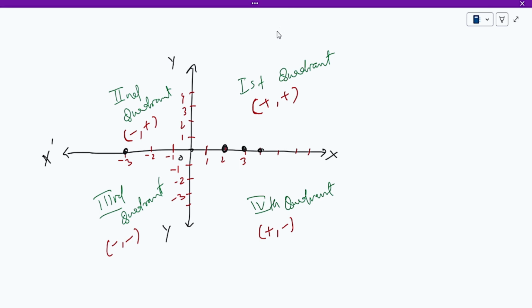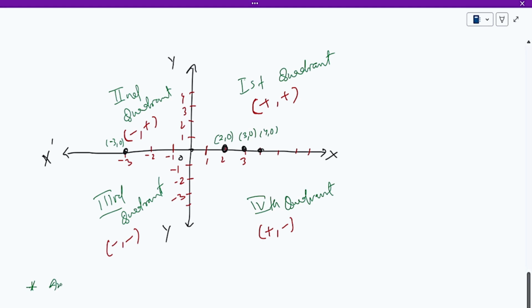Can you tell me the coordinate of this point? This is 2 comma 0. This is 3 comma 0. This is 4 comma 0. And this is minus 3 comma 0. So it means any point on the x-axis will have the y coordinate 0, right? This is the first key point that we need to remember.